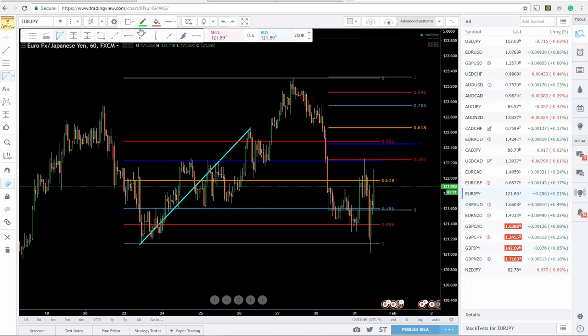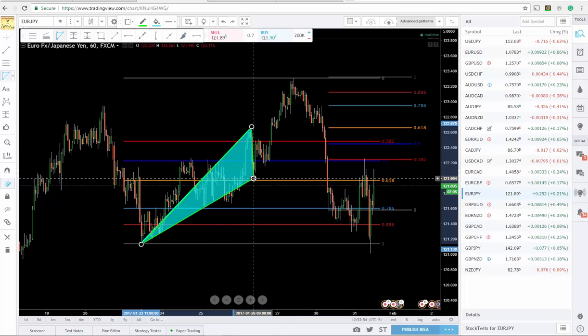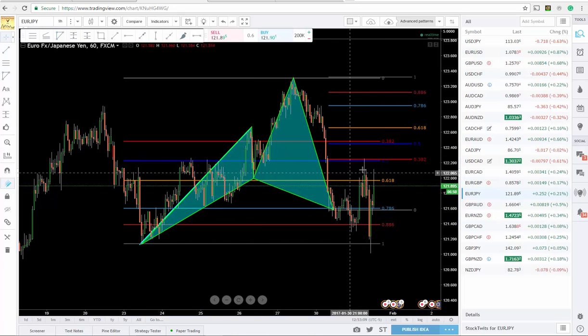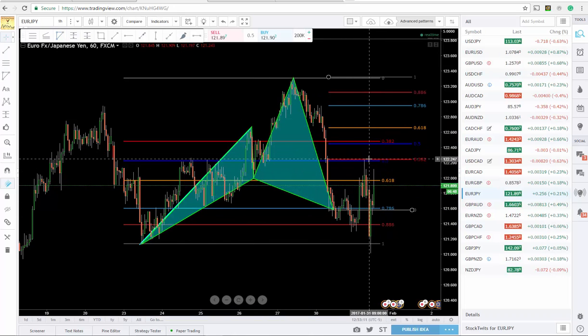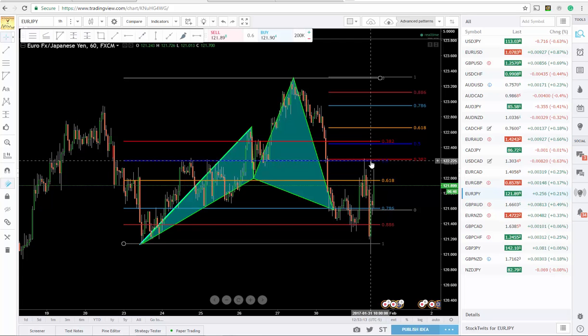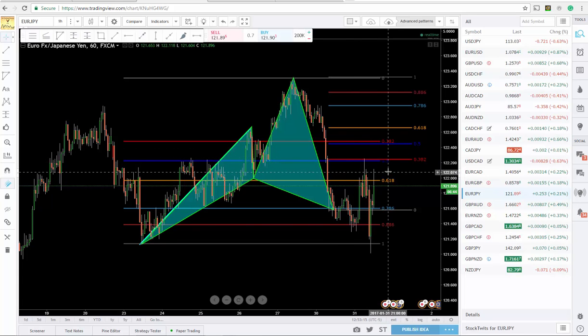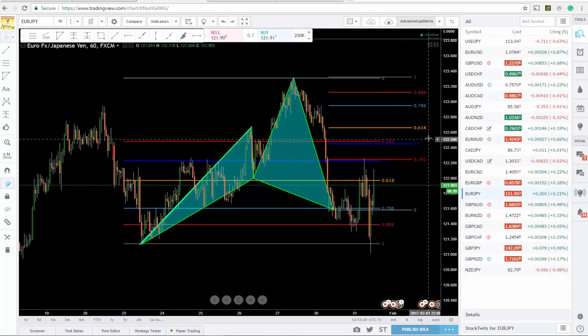So if we draw this pattern in, it looked something like this. And as you can see, the market has already come up and barely touched our 382 retracement. Our orders were a little under that 382 retracement, so those were filled. Now moving on to our next advanced pattern.